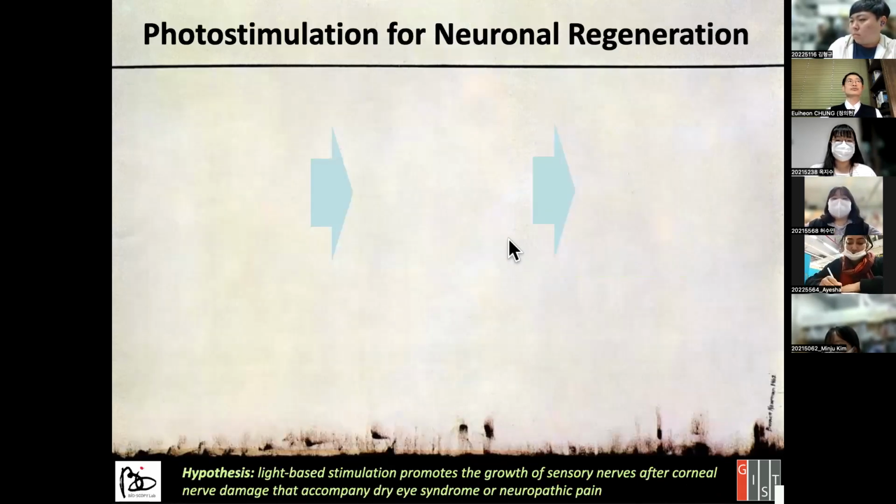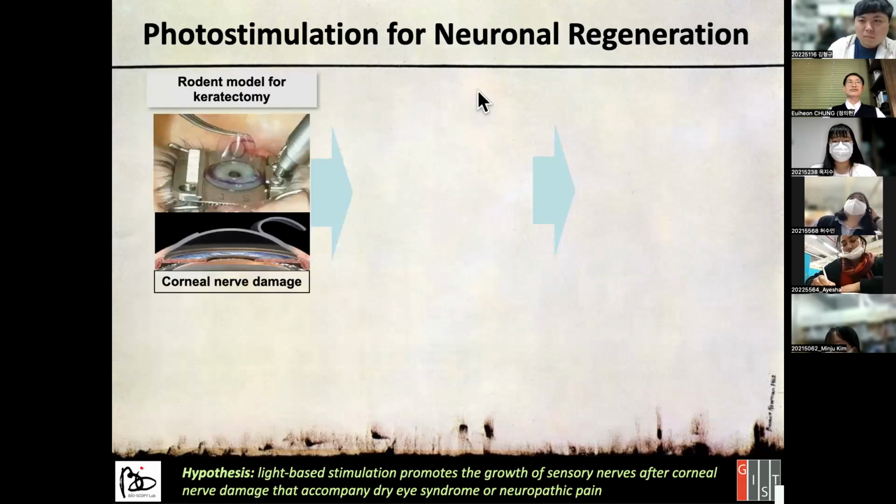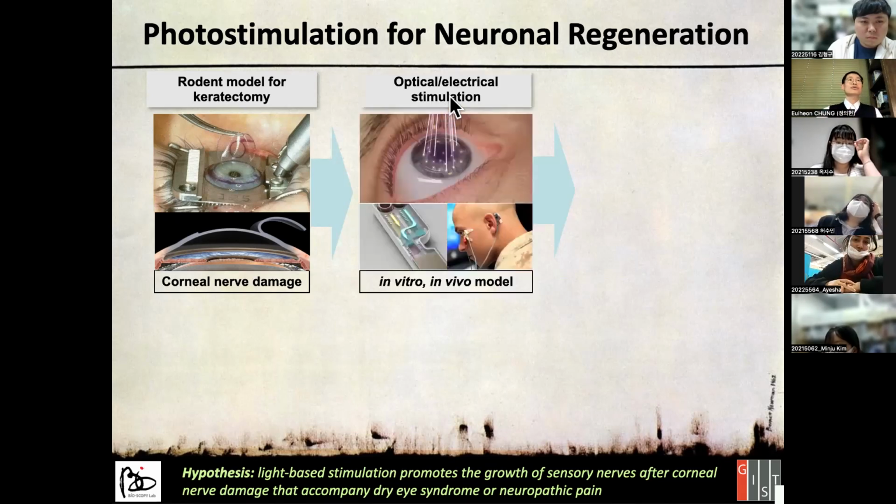So for this aspect, we may want to use photostimulation even for neuronal regeneration. The original idea came from discussion with ophthalmology doctors that after LASIK surgery, many patients suffer from dry eye disease because during the surgery, you cut off the terminal part of sensory nerves. And if they don't recover properly, the cornea starts to suffer from dry eye disease. So we were wondering whether maybe this optical technique may be able to help with recovering this.